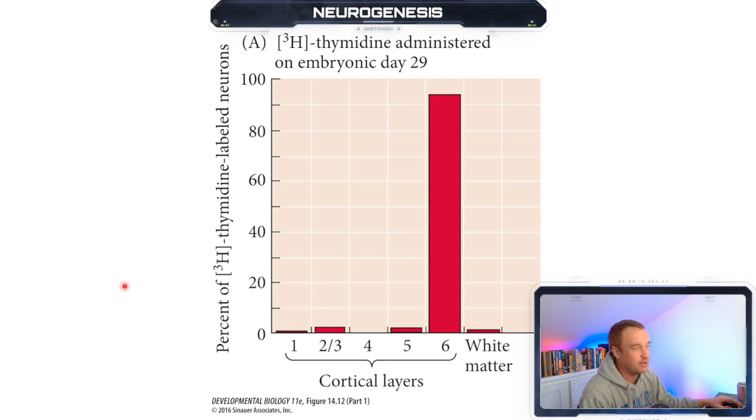So this is just an experiment that was done to determine how these cells migrate. This was in a ferret cerebrum, embryonic day 29. They used tritium labeled neurons. Tritium is a radionucleotide that they put in there so they could map where these neurons are going. So at day 29, they labeled everything in cortical layer 6. So you see a high percent of cells that have this radio label on it.